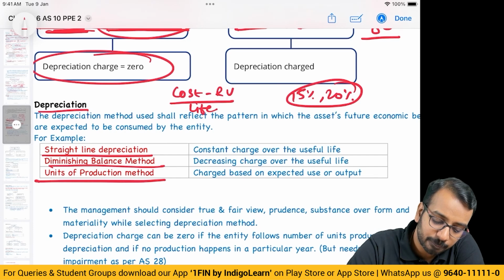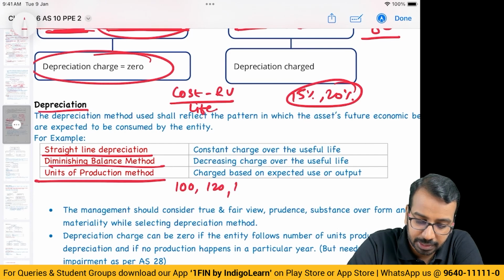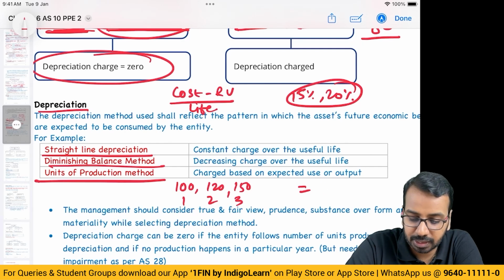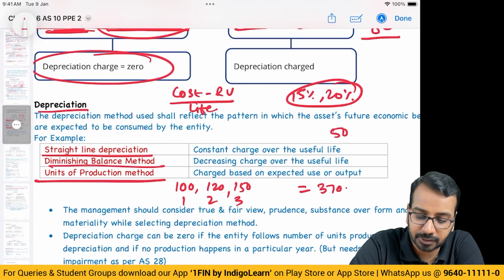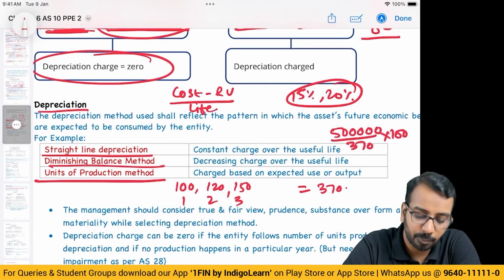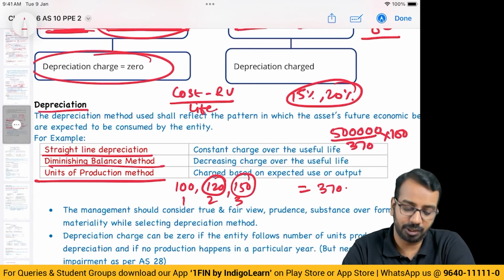Unit of production means, let us say 100, 120, 150, year 1, year 2, year 3. So total becomes 100 plus 120 plus 150, 370. So let us say cost is 5 lakhs. You will do 5 lakhs divided by 370 multiplied by 100 for the first year, multiplied by 120 for the second year, multiplied by 150 for the third year.